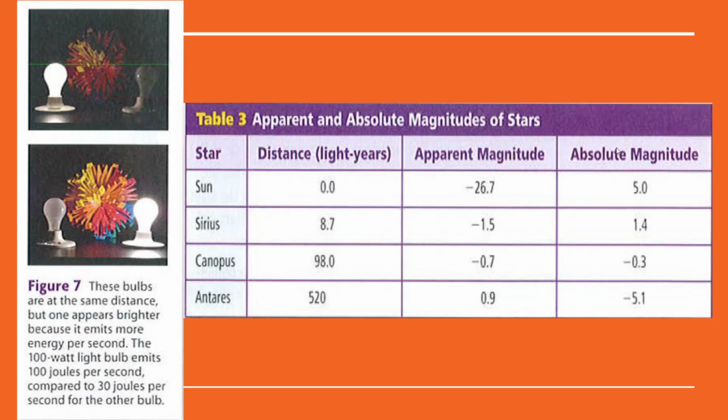So this is why apparent and absolute are a little confusing. Apparent is what it looks like to us on Earth, but absolute magnitude is what it would look like if they were all ranked next to each other. Okay?